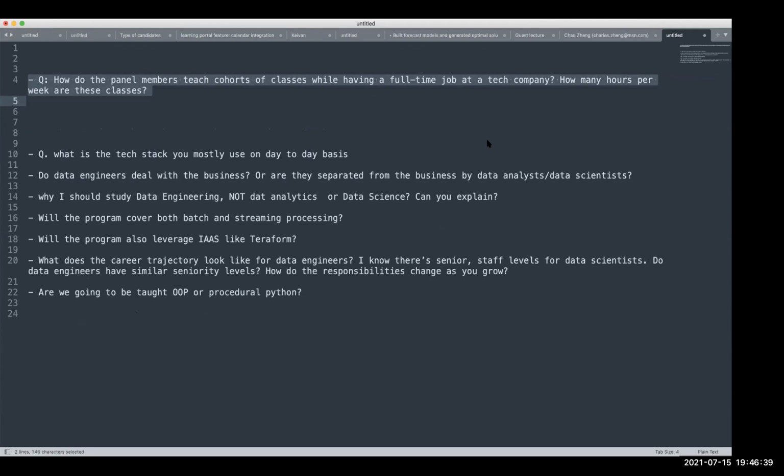So the classes are mostly in the evenings. It's from 6 to 9 on Wednesday, and then on the weekend. So that we can give sufficient time to the students. It doesn't interfere with the jobs that we are having or any of the responsibilities that we have from the work point of view. Pritika, you want to add something to it? Yeah, I don't think we would be able to do it if it was interfering with our full-time jobs. So it doesn't interfere with that.